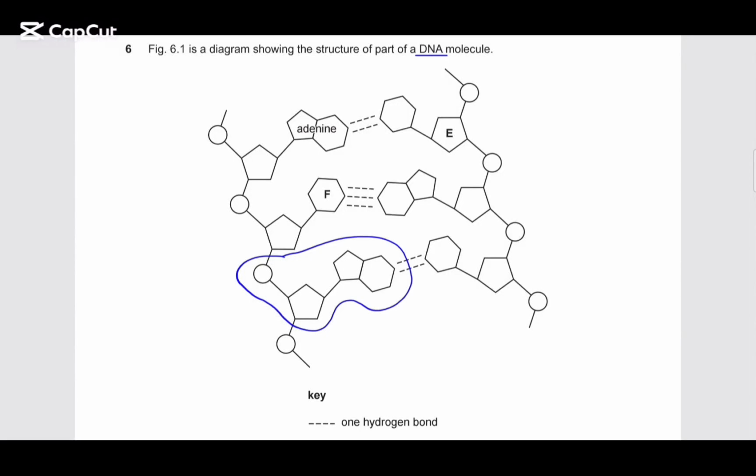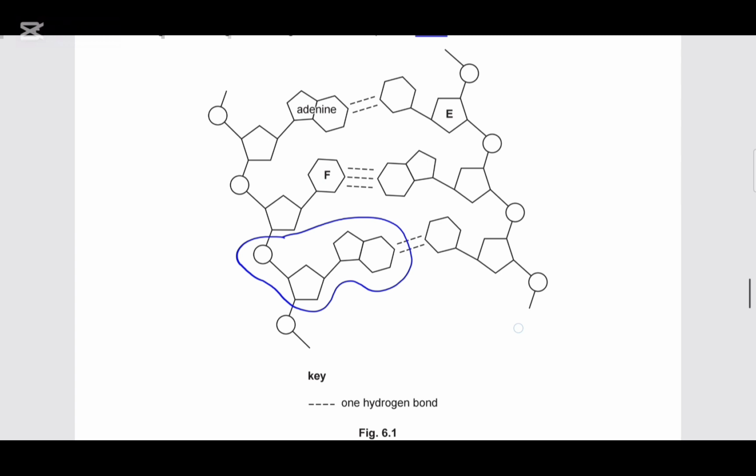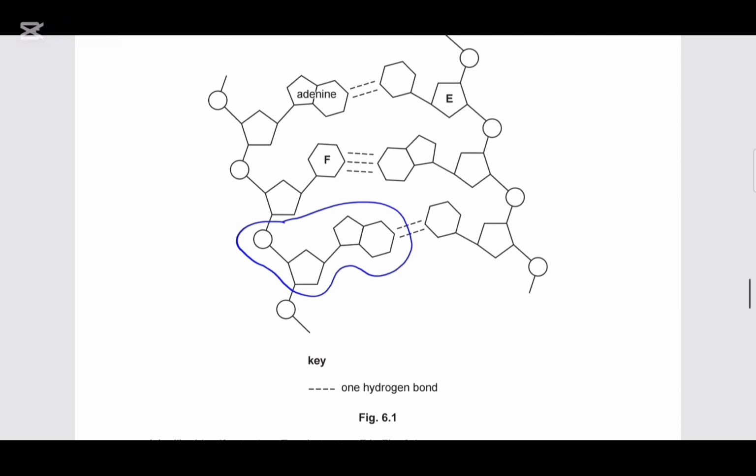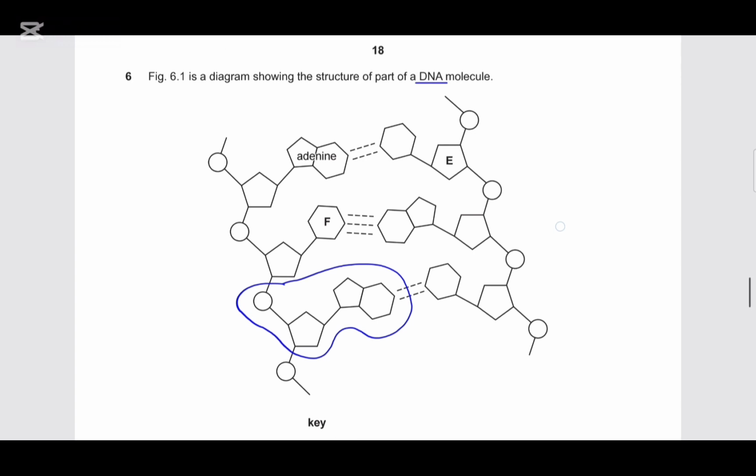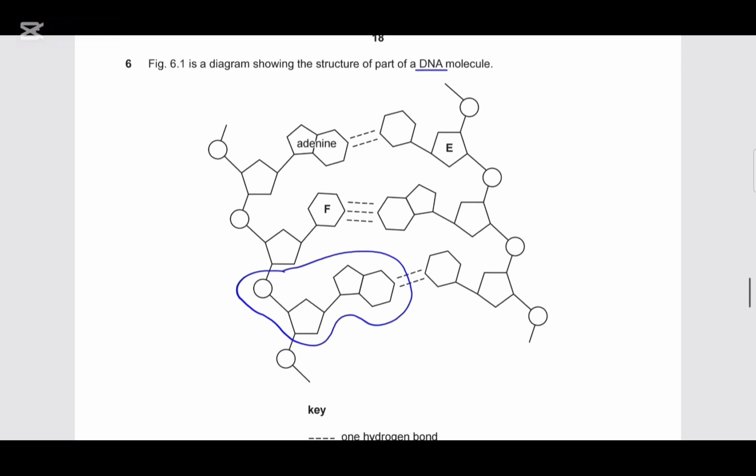In this question, we have a diagram showing a part of a DNA molecule. Then we look at the key. They're showing us that this is the hydrogen bonds. So, revision: DNA is a double helical structure, a double helix.